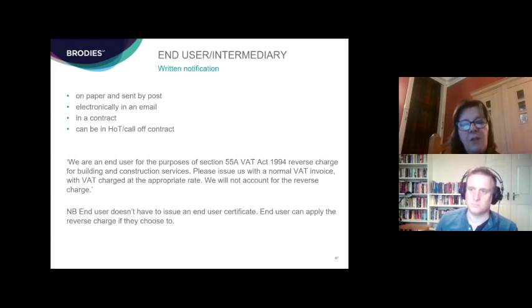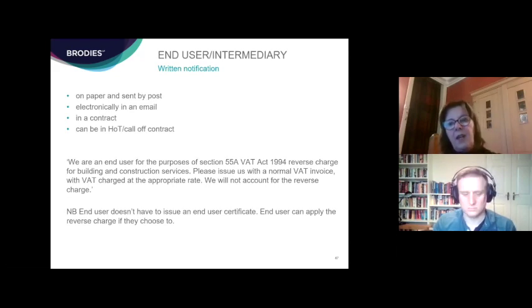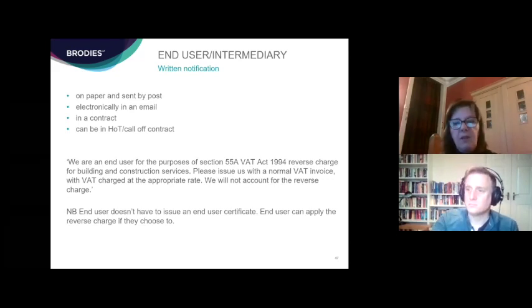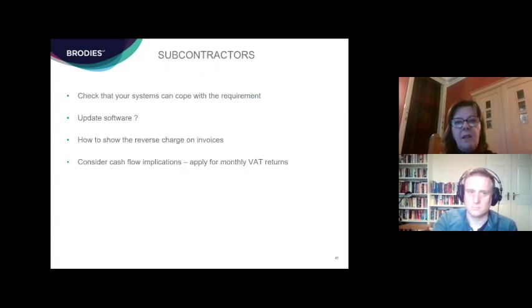So if you're an end user, you need to give the certificate if you want the reverse charge not to apply, but you don't have to actually. This is why the supplier's got to check whether an end user certificate has been given. And it's probably worth, certainly in the early days, actually asking the customer if they're going to supply an end user certificate. Right. I'm going to hand over to Bob now to finish off on the reverse charge, if it doesn't finish us off.